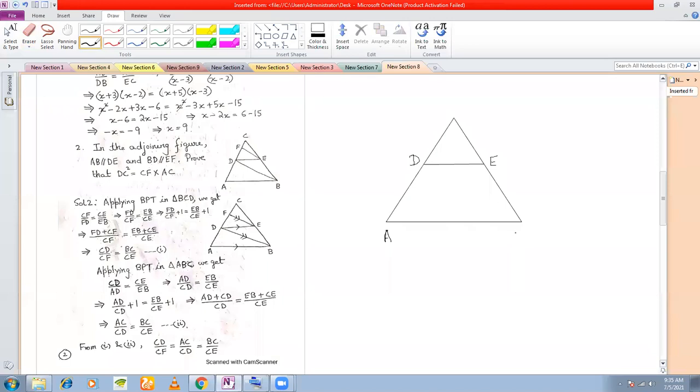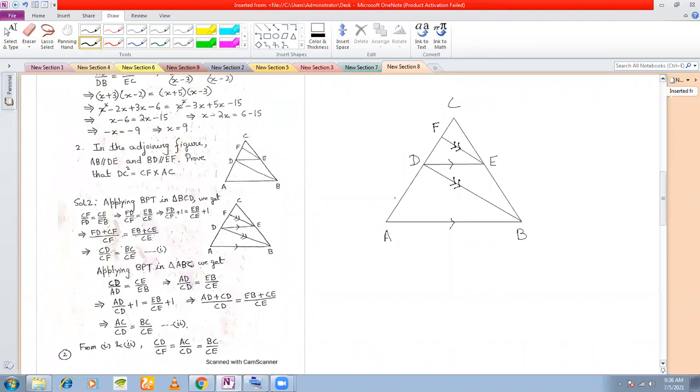So AB, and you have C here. This is given. AB parallel to DE. Okay, these two are parallel. Let's mark it. BD parallel to EF. So join this. And this is also given to you. Okay, so these two are parallel. You need to show that DC square is equal to CF into AC.